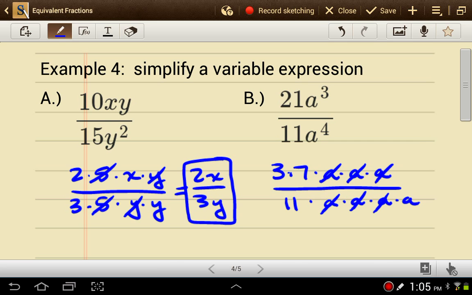Now I write my final answer of what I have left. 3 times 7 is 21. 11 times a is 11a, so I get 21 over 11a. That is my final answer. Okay, I got a couple more examples on the next page, so I'm going to go over.